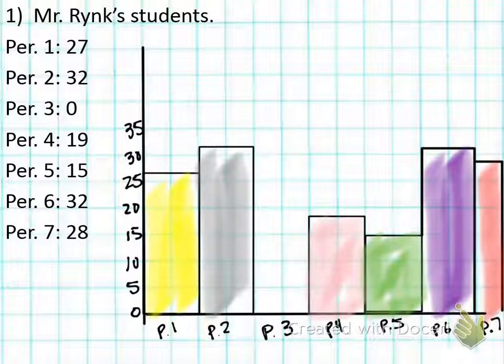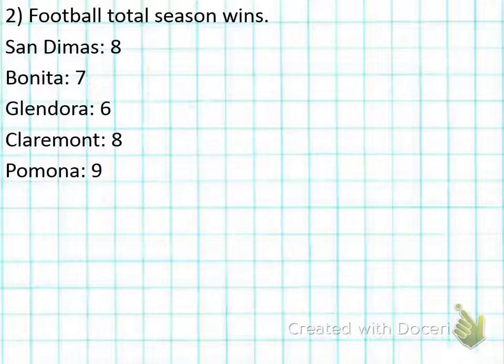Okay, continuing. This is the second example. Here's another way. We get numbers all the time. You might be a coach, or into the high school football scene. These aren't accurate numbers by any means, but let's say these were numbers we wanted to compare. San Dimas has 8 wins, Bonita 7, Glendora 6, Claremont 8, Pomona 9. I'm not sure what they are.